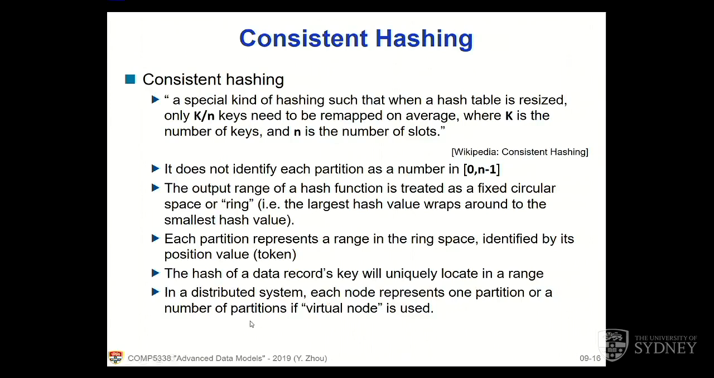And also, in a distributed system, each node represents one partition, or a number of partitions if virtual nodes are used. And then they represent a range. So if we need more partitions, more nodes, we basically add more tokens there. And then when we need to move data, it's only the partitions right next, a few neighboring partitions, that will be affected and need to move data around, but it doesn't really have a global impact.